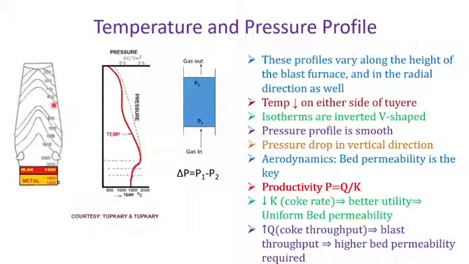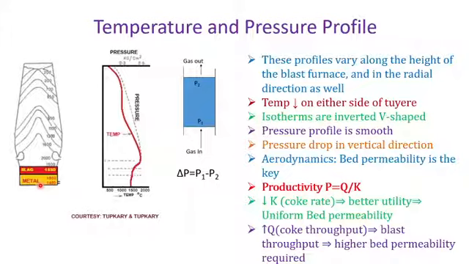At the top, the exhaust gas temperature is about 200 degrees centigrade, and in the hearth region, the metal and slag region, the temperature is in the range of 1300 to 1500 degrees centigrade. The figure shows the graphical representation of the variation of temperature along the vertical axis of a blast furnace.